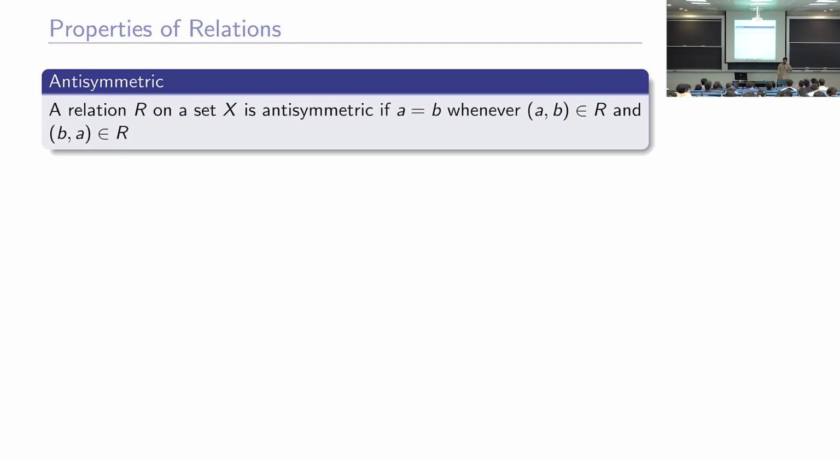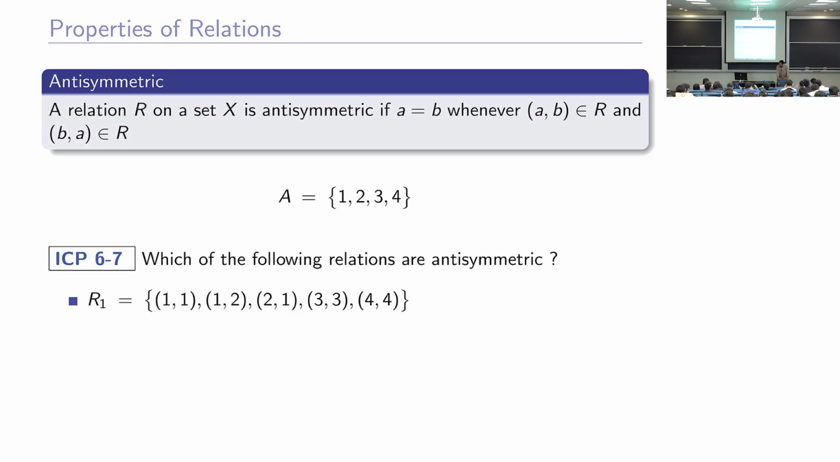Antisymmetry forbids bidirectional relation. The other one, symmetry, requires all of them. So they are not the negation of each other. Antisymmetry and symmetry are not the negation of each other. They're two different requirements. Okay? I'm going to give you examples.